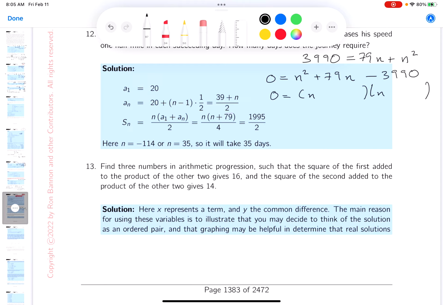Let's see. Wow, that looks like a tough one, doesn't it? Boy, I really got to do something there, don't I? You know what I'm going to do first? I'm going to divide through by 5. Although it might seem ridiculous to you, I'm just trying to get the number so it's more manageable for me. So I'm going to do 5 into 3,990.